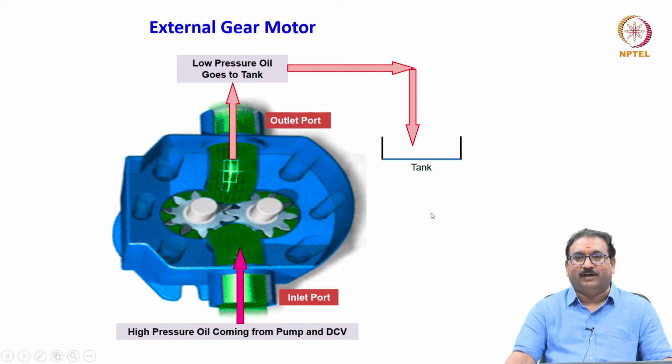Please understand this, friends. The inlet and outlet ports, these are the two gears, and this is a housing. Always the inlet side is high pressure, and the outlet side is low pressure. External gear motors.